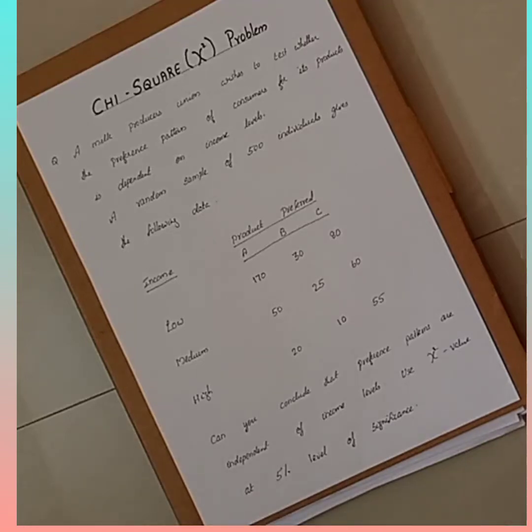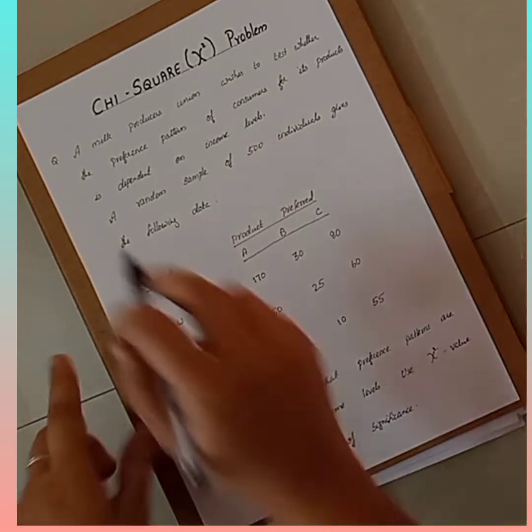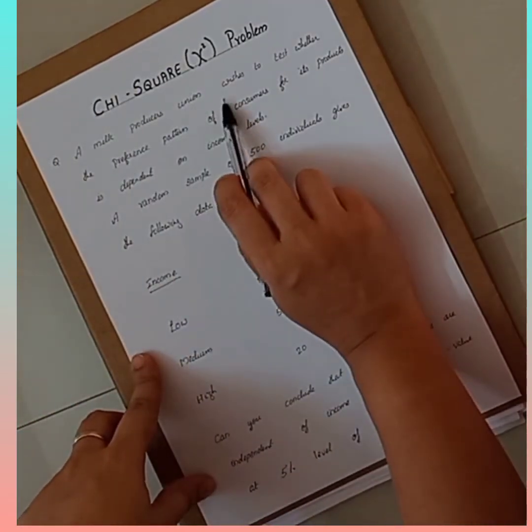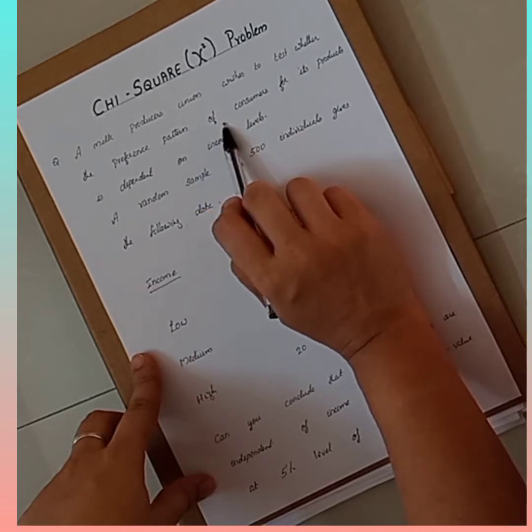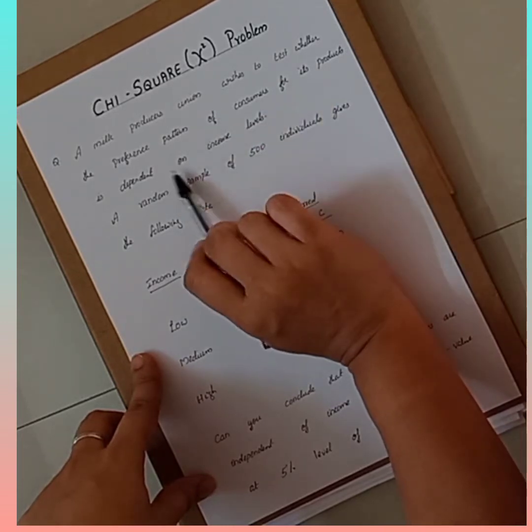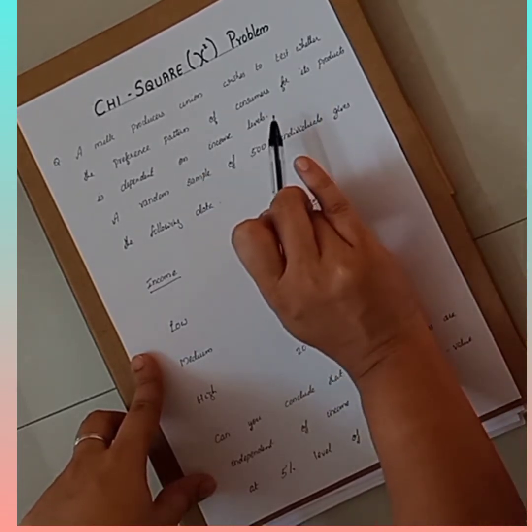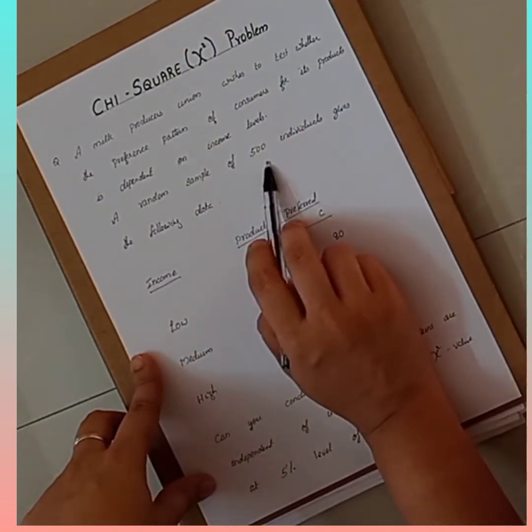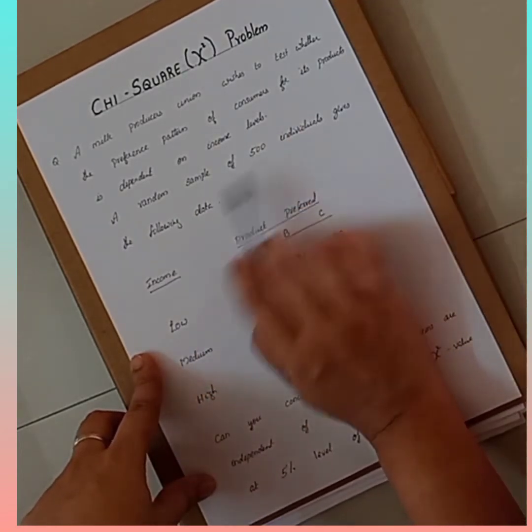Dear students, in today's session we will discuss a second type of problem in chi-squared. Okay, so look at the problem. A milk producers union wishes to test whether the preference patterns of consumers for its products is dependent on income levels. A random sample of 500 individuals gives the following data.